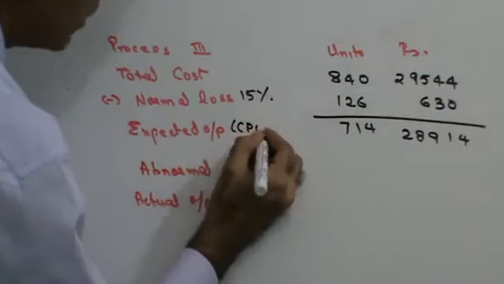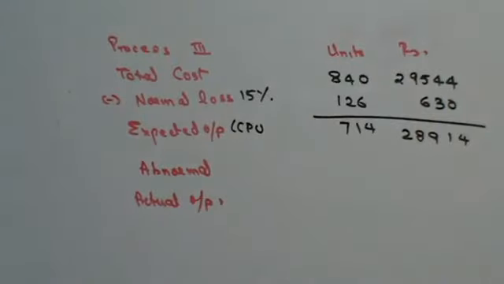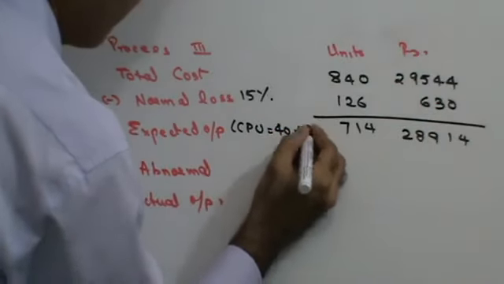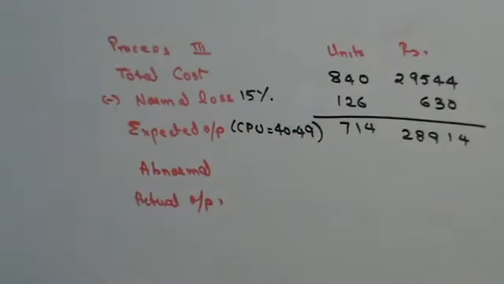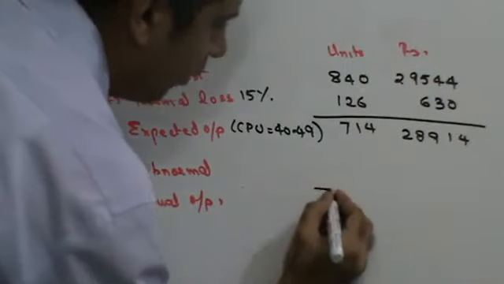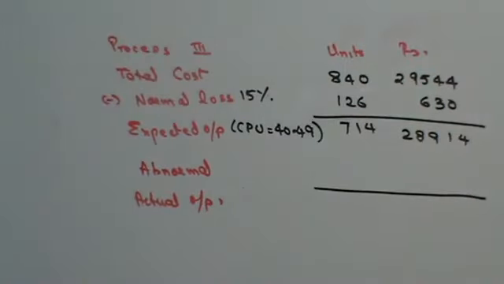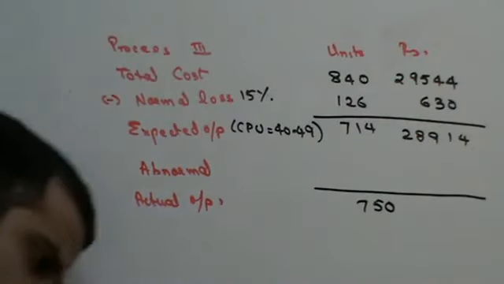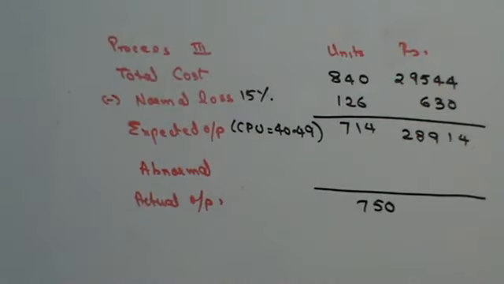Get the CPU. How do you get CPU? CPU is rupees divided by units. So when you divide this, this will come to 40.49, right? Let us check the actual output. The actual output is given to you in the sum as 750 units. You were expecting 714 units. Instead you got 750 units.